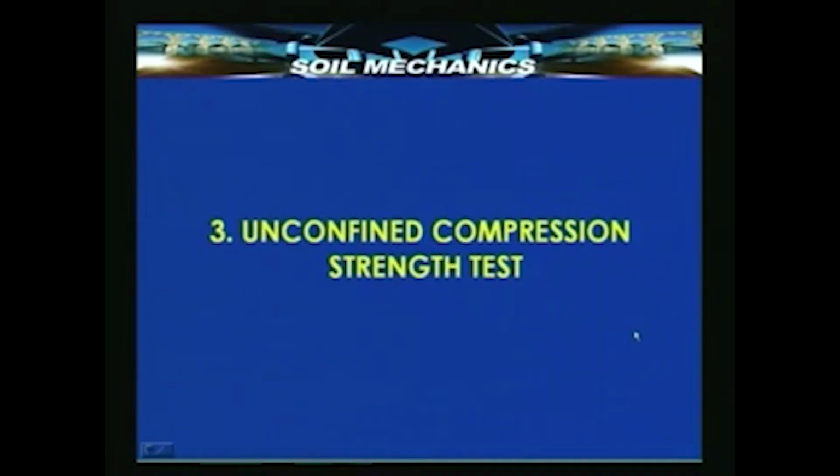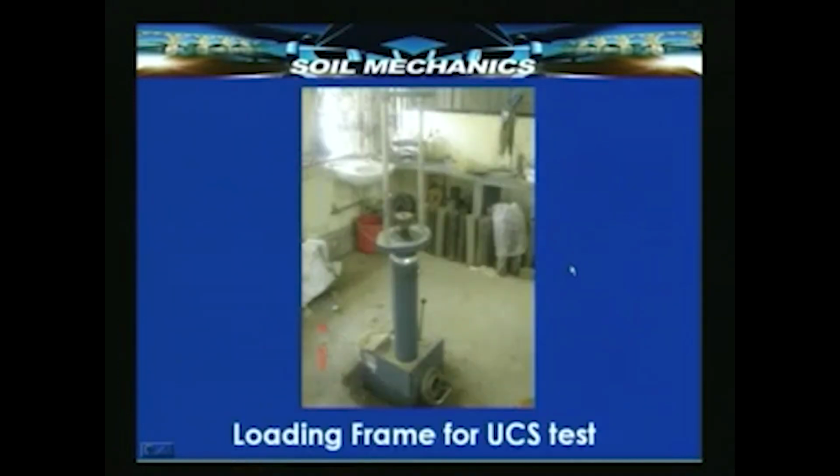Okay. Now, there are two other tests, the unconfined compression strength test and the vane shear test, which we shall see now. These two tests are primarily meant for clay soils. They can be done in the laboratory as well as in the field. So, if I take the unconfined compressive strength test, this is what the equipment looks like. See, it is a simple loading frame with the facility to keep a soil specimen and load it and test it to failure without applying any confining pressure. So, this is known as the UCS test.